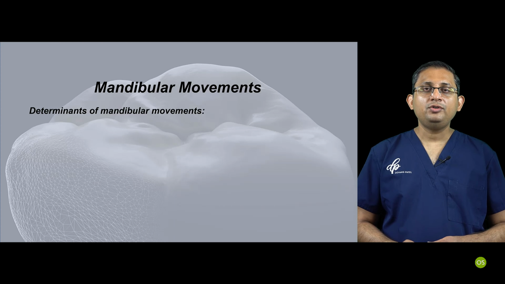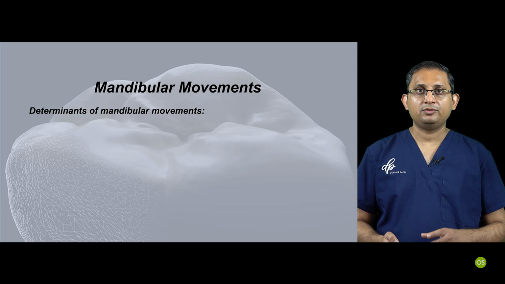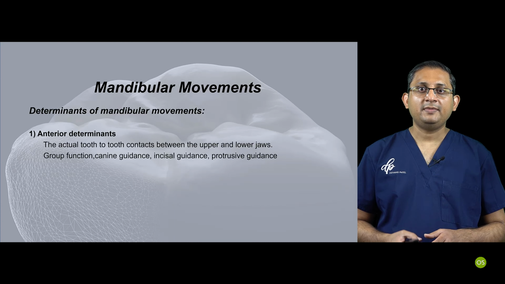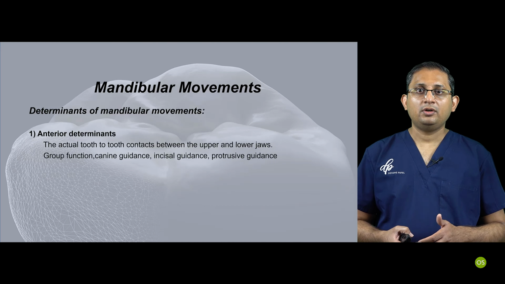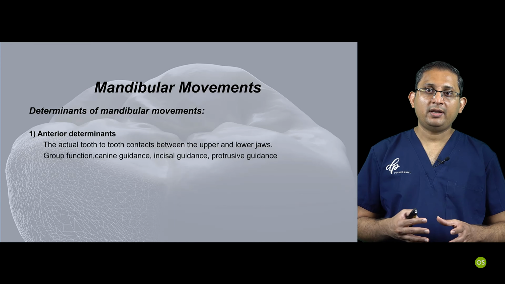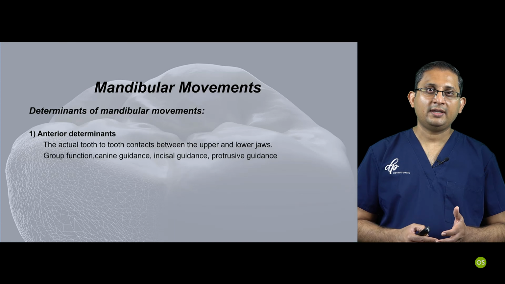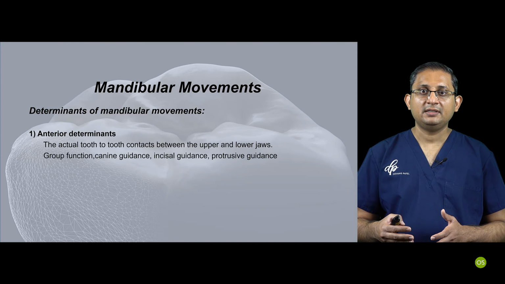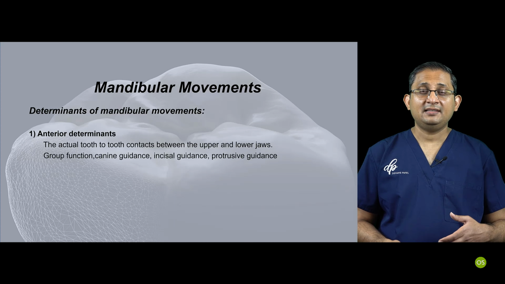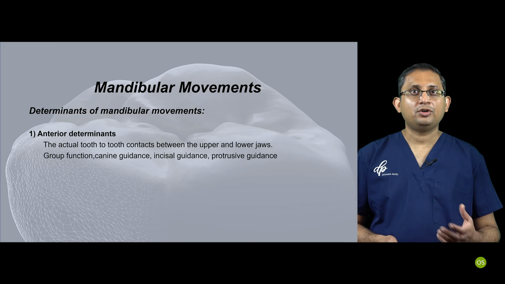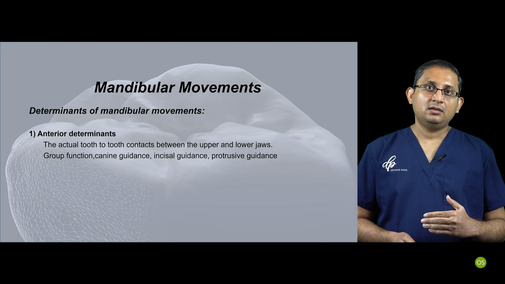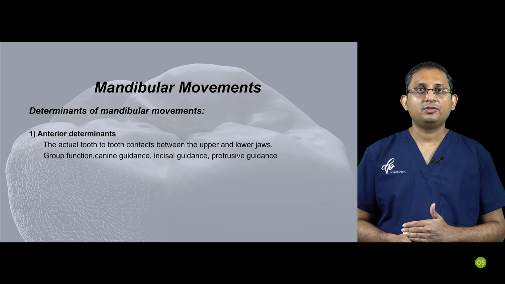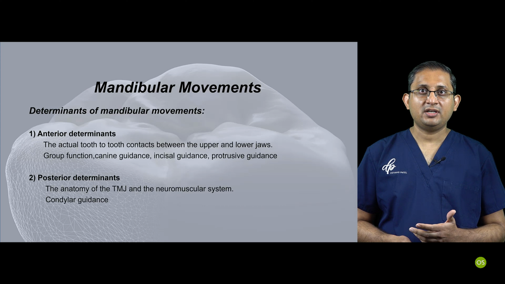Now, there are two determinants of mandibular movement. So, two factors which affect how your jaw moves. One of them is anterior determinant, which includes your actual tooth to tooth contact between the upper and lower jaws, which includes canine guidance, groove function, protrusive guidance, or your posterior determinants, which really is TMJ assembly, which includes the condylar guidance. You cannot really control posterior determinants. So what you can control is anterior determinants.